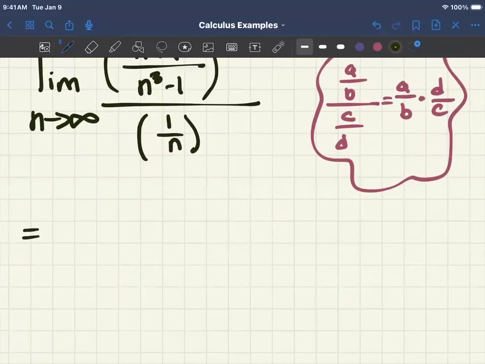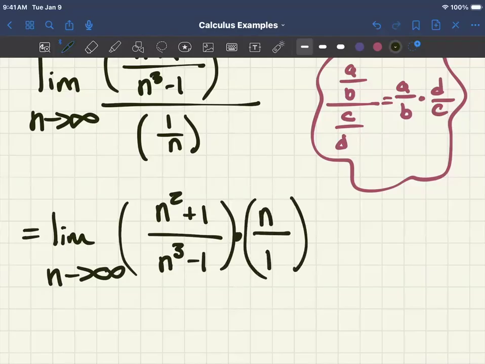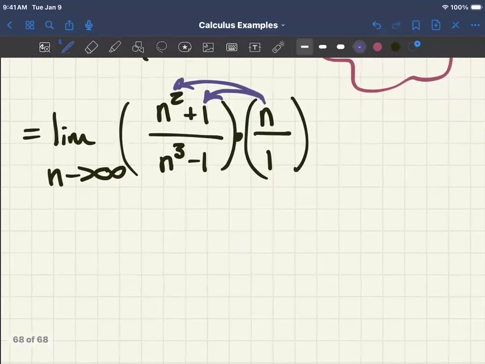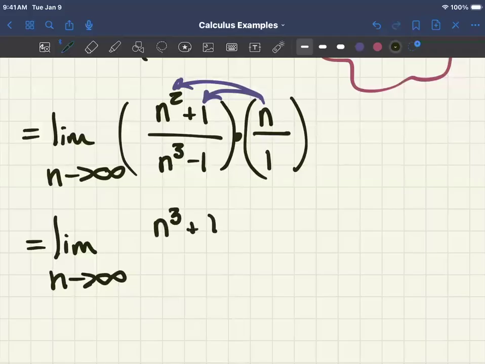Okay, so this is going to give us the limit as n goes to infinity of (n squared plus 1) divided by (n cubed minus 1) times n over 1. And I'm going to put parentheses around here because we are going to distribute that n into the top, the numerator of our fraction there. Once we have that, we have (n cubed plus n) divided by (n cubed minus 1).